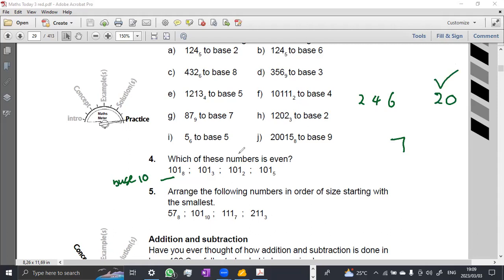So you have to simplify all of this now. You have to change all of them, because they are asking which of these numbers is even. So in order for us to see, we have to convert this to base 10 and check whether it is even or not. We convert this one, is it even or not? Under exam conditions, they can just ask you a single question: is 101 base 2 an even number?